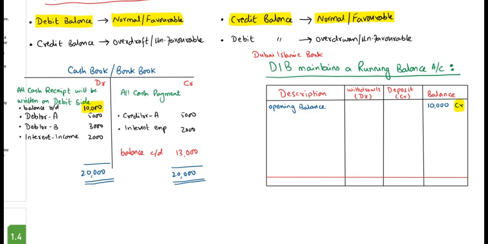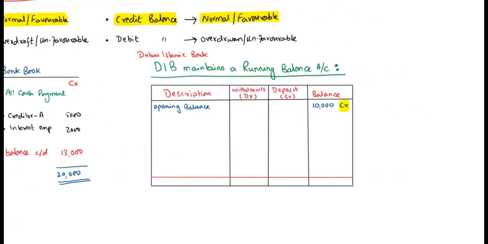Yes, can you repeat? Okay, I will write it. So why is this credit? Why credit? Because DIB, you can say bank, Dubai Islamic Bank, is a bank maintaining the account.